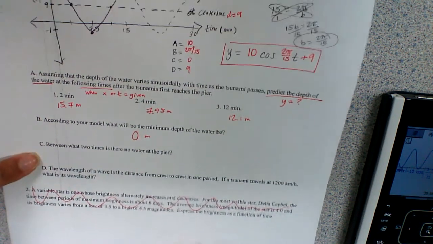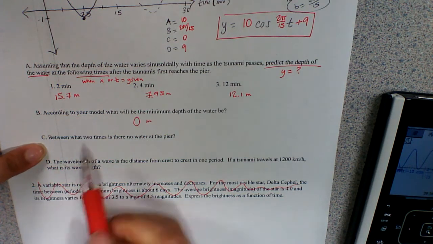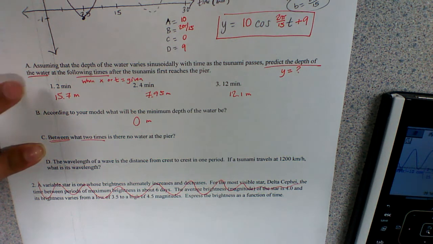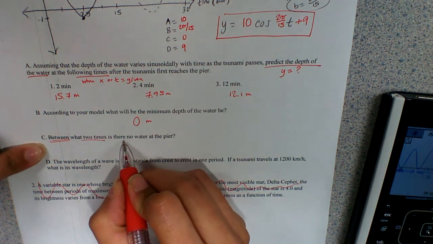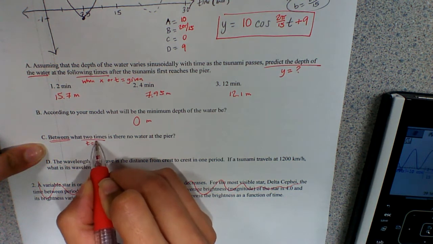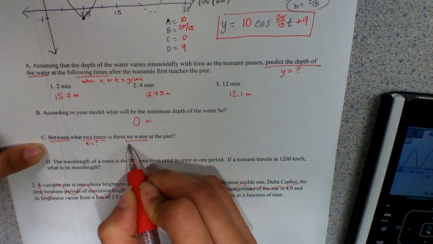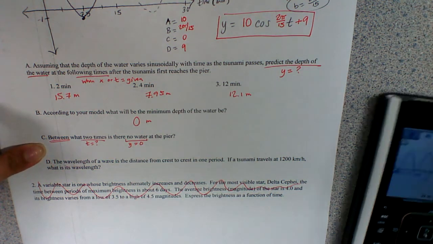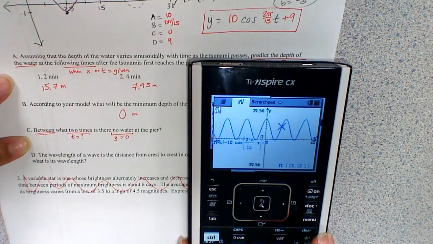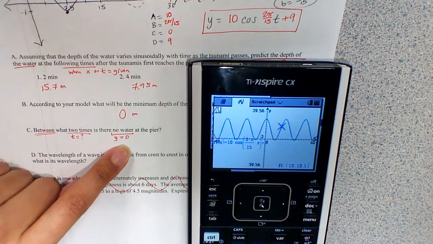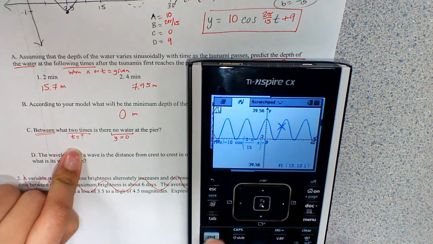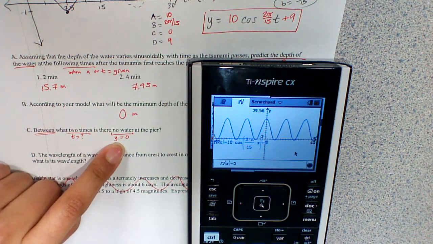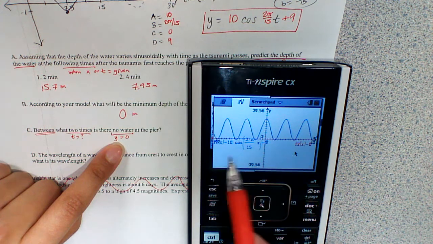All right. Part C says between what two times is there no water at the pier? So what that means is we're talking about 2 times, so t equals what when there is no water. In other words, when y equals 0. So let's go into our graph, and now that I know y equals 0, what's my time? What's my x? So I'm going to hit tab so it shows me another spot to type in. And because I know y equals 0, here's 0, enter. And it creates a line for me there on y equals 0.